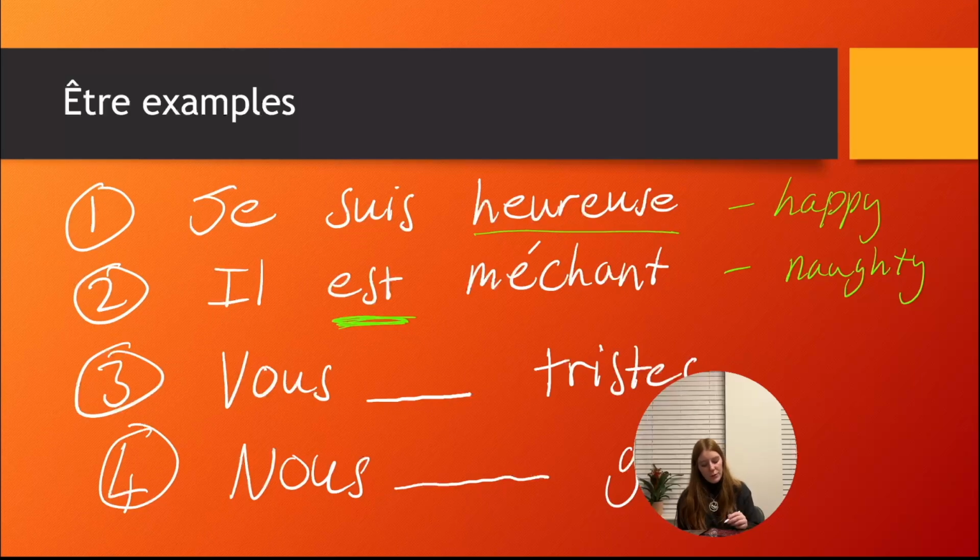Number 3, so what would this be? We've just been through this. This is the one with the z sound. So say you are, vous êtes. Vous êtes triste. And triste just means sad.